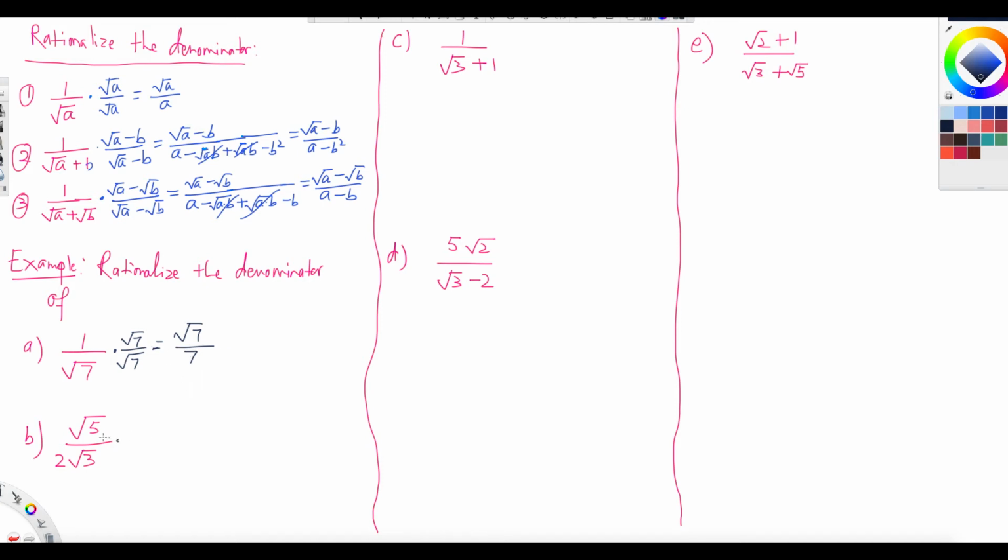How about b? There is 2 root 3 in the denominator. You can keep the 2 or multiply and divide by 2 root 3. That's perfectly fine, okay? Don't worry about the numerator, just look at the denominator. There is 2 root 3, right? There is only one term, so you can multiply and divide by 2 root 3. Or you can multiply and divide by root 3 only, because that is the only part that has a root, right?